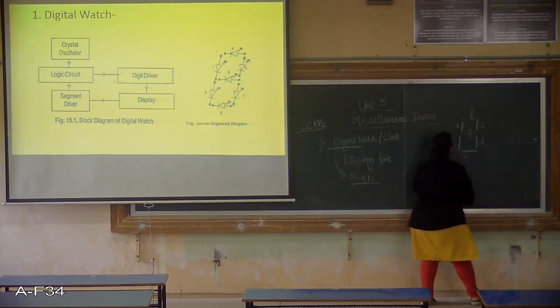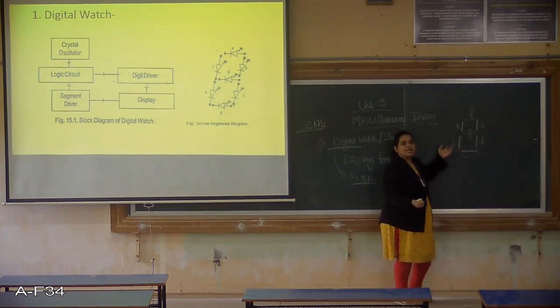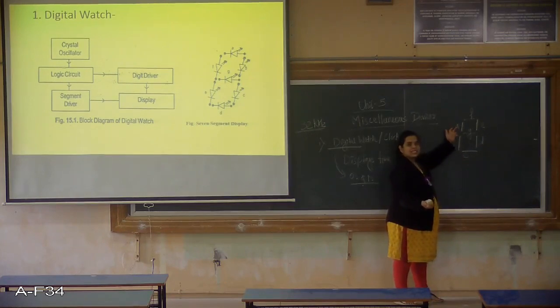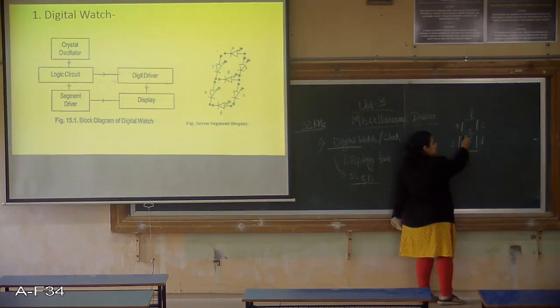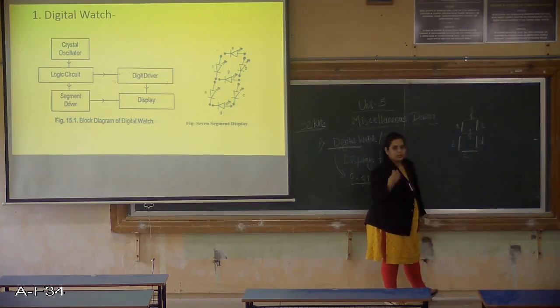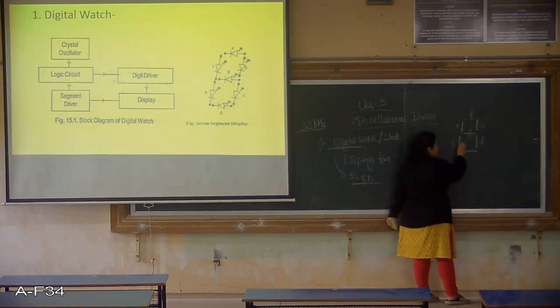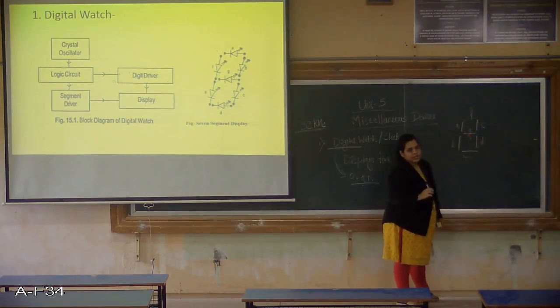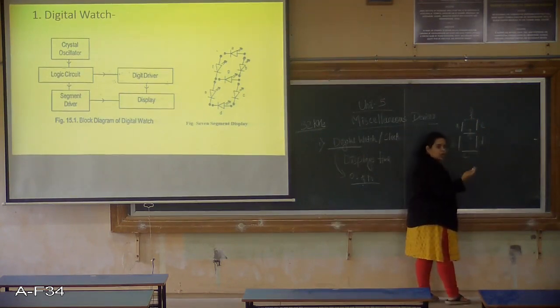But an LED. Each LED in the display is called a segment, one segment. Each LED is called one segment. So there is a combination of LEDs which gives you a proper digit. A combination of 7 LEDs is required to display a digit.